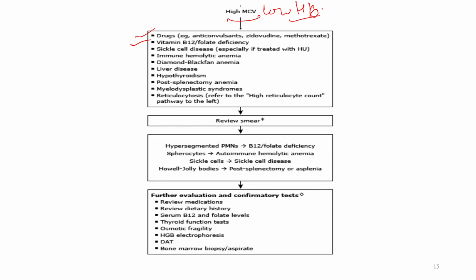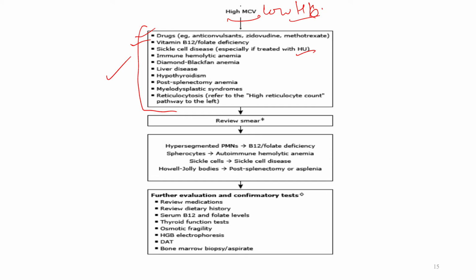We also have to consider vitamin B12 deficiency or folate deficiency, sickle cell disease, especially if treated with hydroxyurea, immune hemolytic anemia, Diamond Blackfan anemia, liver diseases, hypothyroidism, post splenectomy anemia, myelodysplastic syndrome, and reticulocytosis, means high reticulocyte count. These are the conditions which lead to increased MCV.